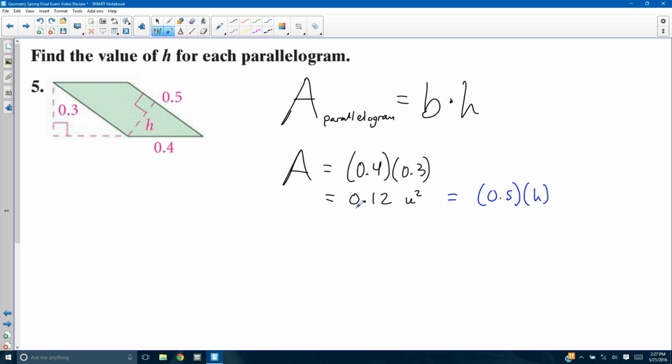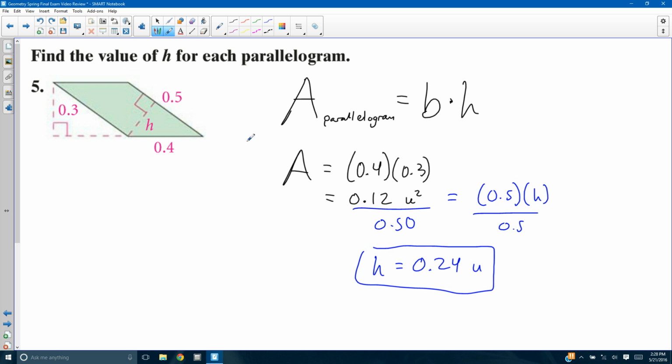And I divide by 0.5 from both sides. This is 0.12 out of 0.50. Actually, I don't know what that is off the top of my head. 0.12 divided by 0.5. Oh, duh, you're multiplying by 2. So h here is 0.24 units. So 0.5 times 0.24 gives you what 0.4 times 0.3 gives you. That's 0.12. That's your area. So this is the height this way.